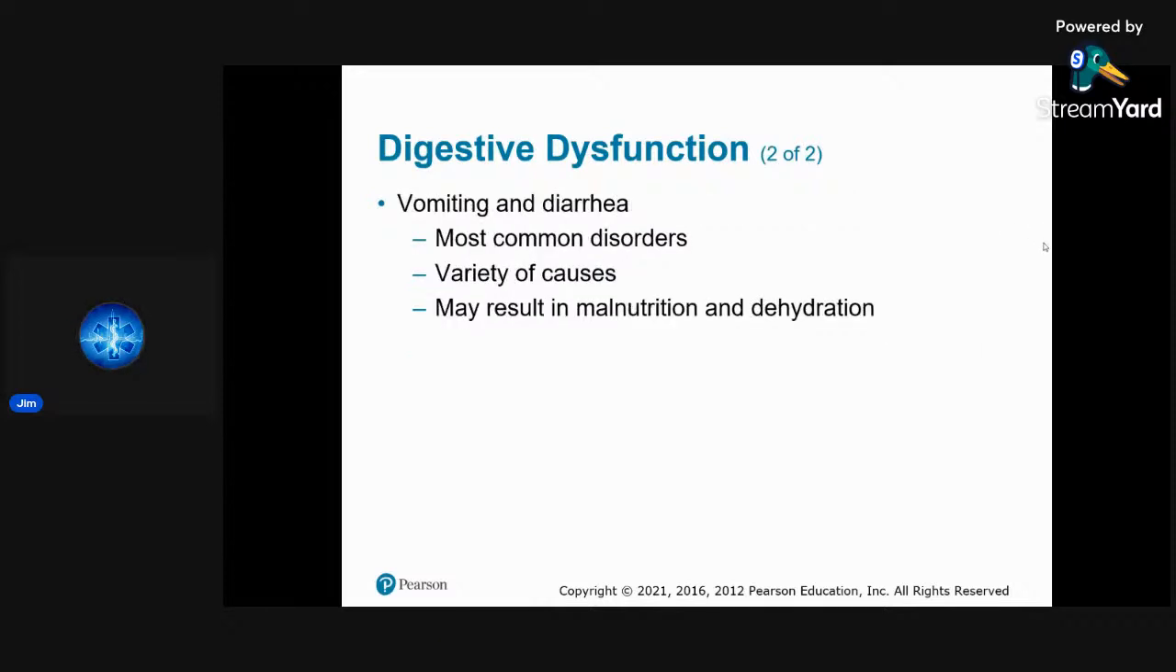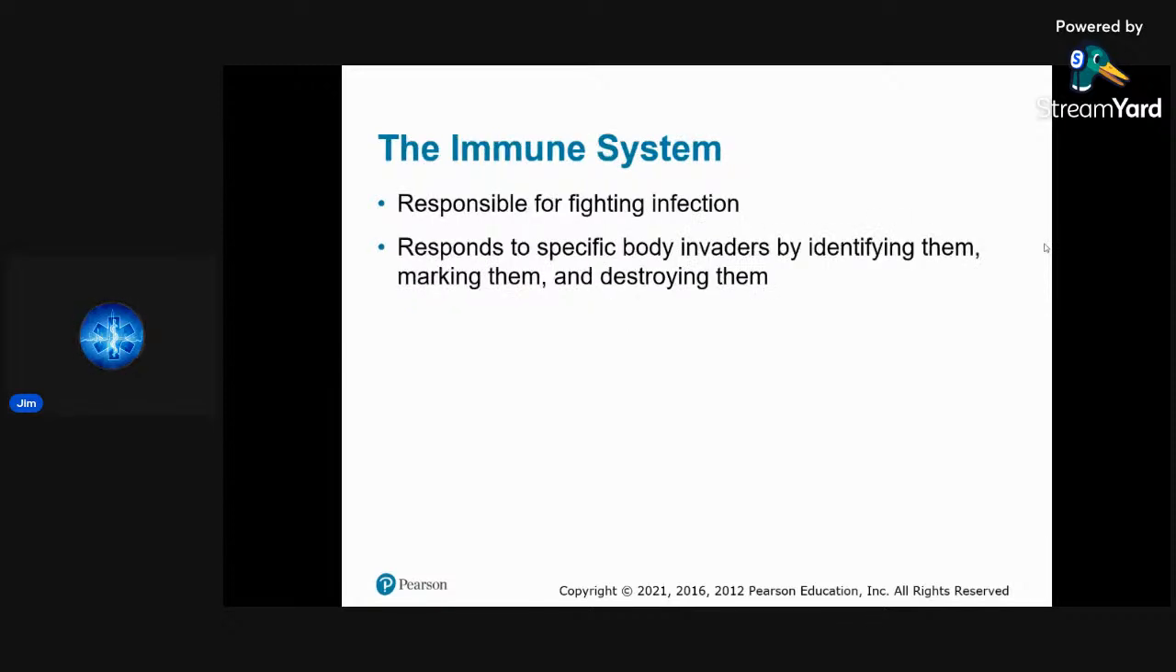Vomiting and diarrhea are the most common disorders, with a variety of causes, right? A lot of things can cause vomiting and diarrhea, anything from the flu to literally just about anything. They may result in malnutrition and dehydration. If we go several days without rehydrating or getting our nutrients in, this can be a problem.